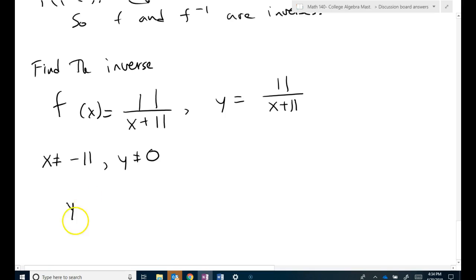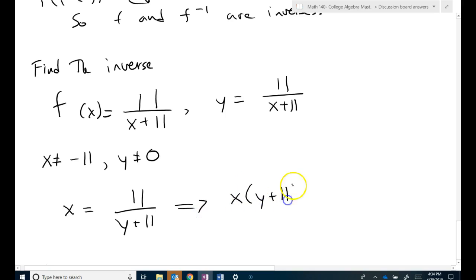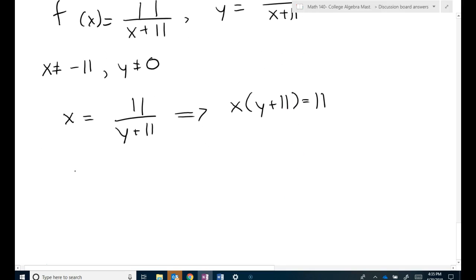So now what I'm going to do is I'm going to switch x and y. So x is going to equal 11 over y plus 11. Okay, that's going to give me then x times y plus 11 is equal to 11. Now algebraically, that's then going to be xy plus 11x equals 11. And there's a reason why I did this, and I'm going to show you why right now.